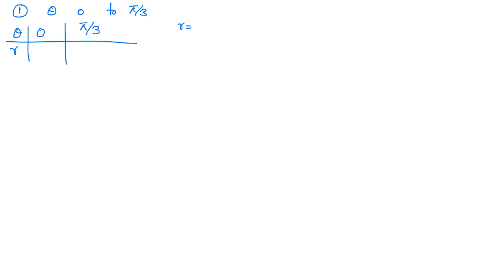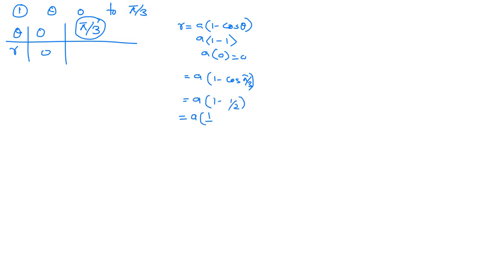We have the formula r is equal to a into 1 minus cosine of theta. Cosine of 0 is 1. 1 minus 1 is 0. A into 0 is equal to 0, so you put 0. For pi by 3, a into 1 minus cosine pi by 3. Cosine pi by 3 means 1 by 2. 1 minus 1 by 2 is 1 by 2. So that is equal to a by 2. Similarly, you can find for pi by 2.